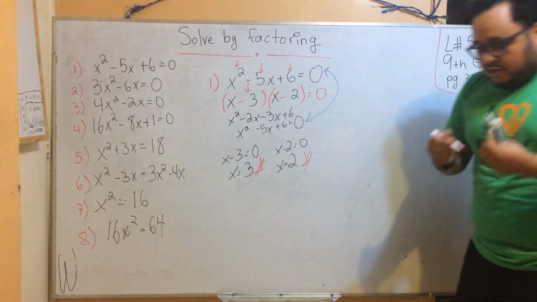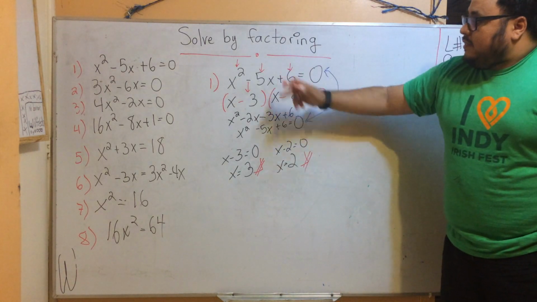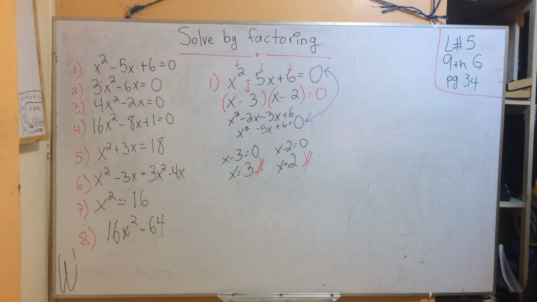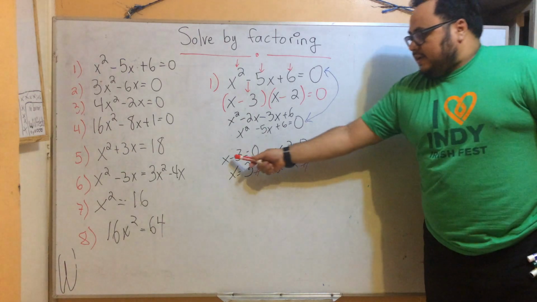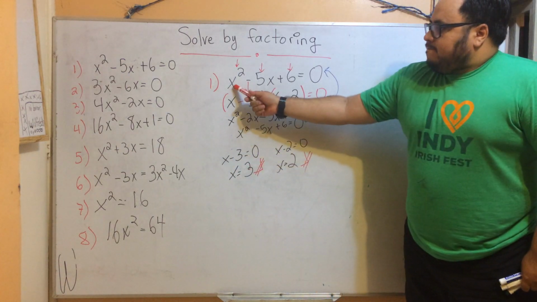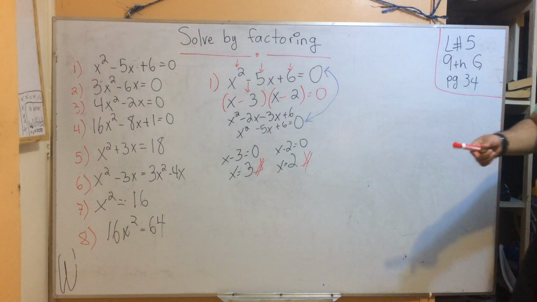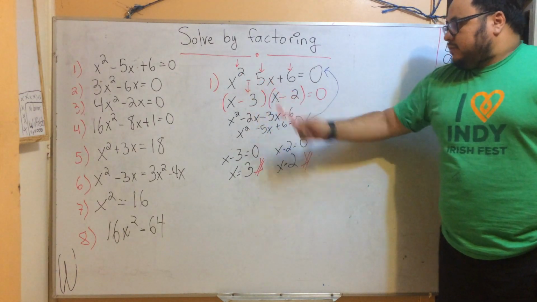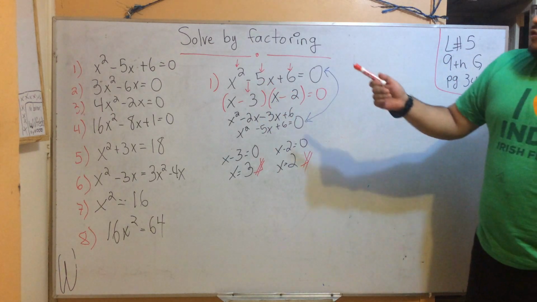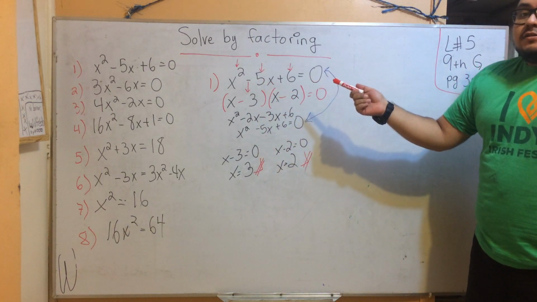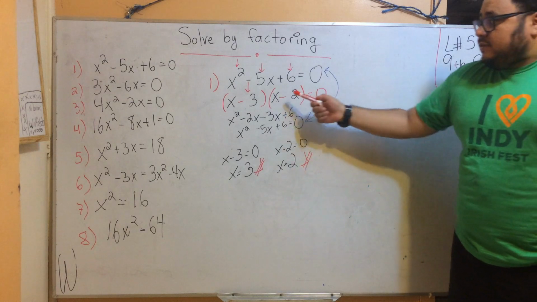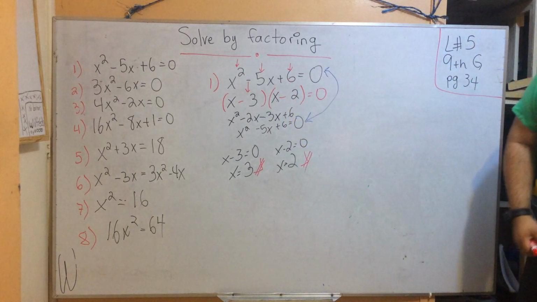Okay? Because these are the numbers that are going to make this into 0. Let's try it. Let's say that x is equal to 3. X squared, that would be 9, minus 5 times 3, 15. So 9 minus 15 minus 6 plus 6, 0.